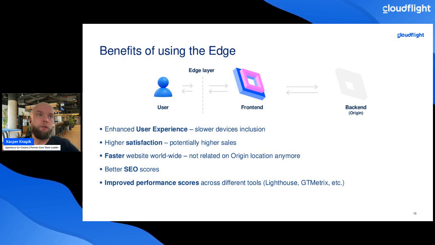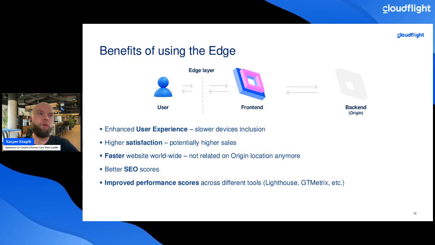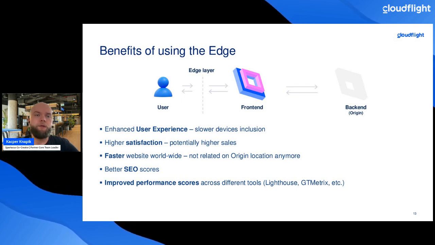Next, we have SEO. Of course, if things are faster, SEO scores go higher, and this translates into indexing. For example, Google really prioritizes websites with higher performance scores. So again, it is related to sales and being visible in search engines.